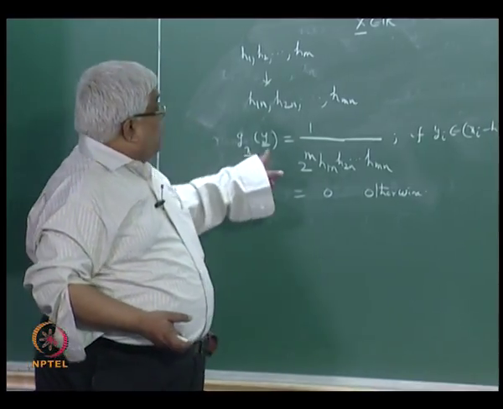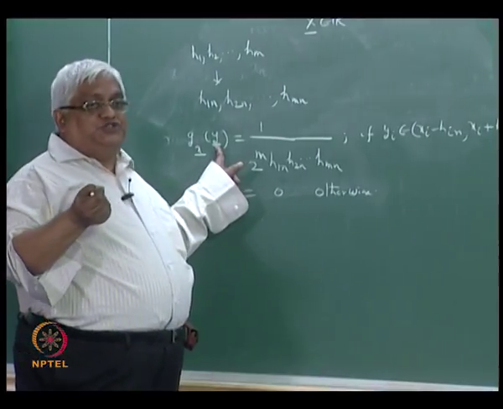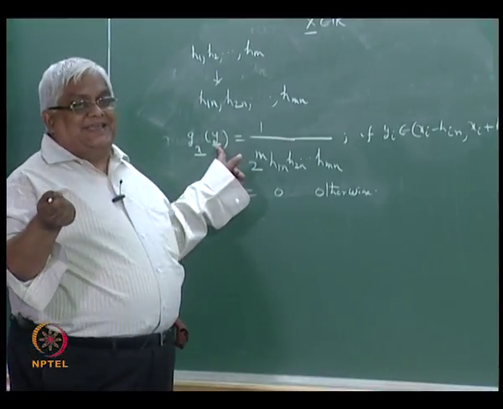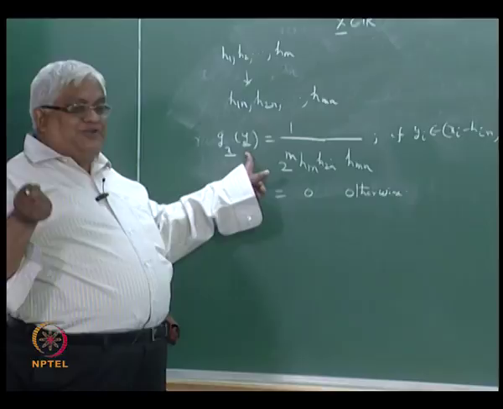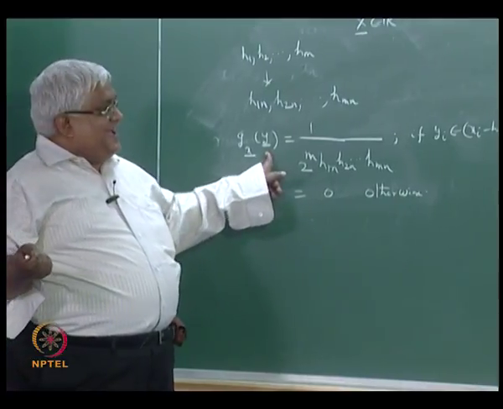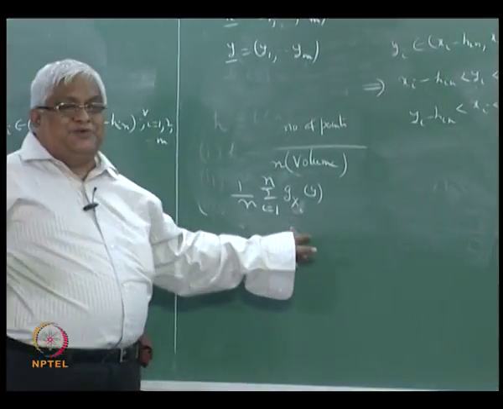First, x or y, based on that the window is decided. That is y. y is your variable at which you want to get your density. These xi's are the things that are given to us.